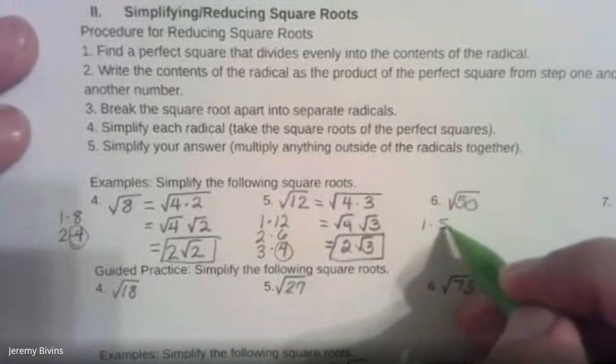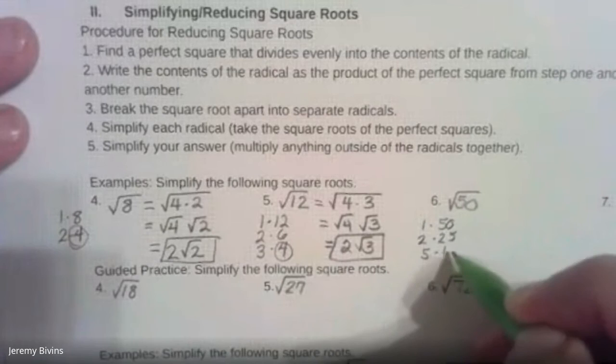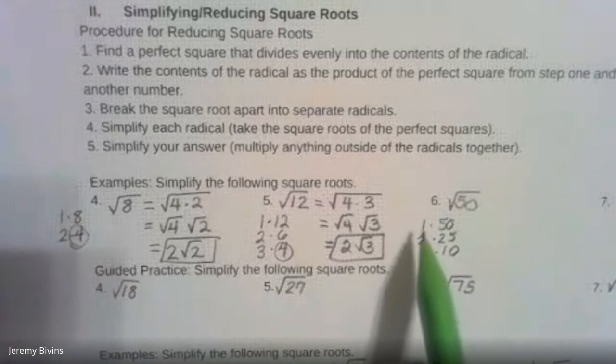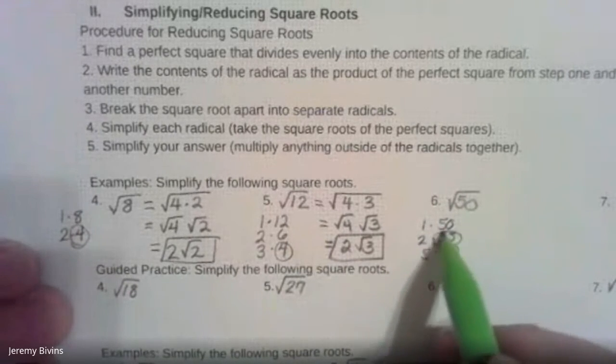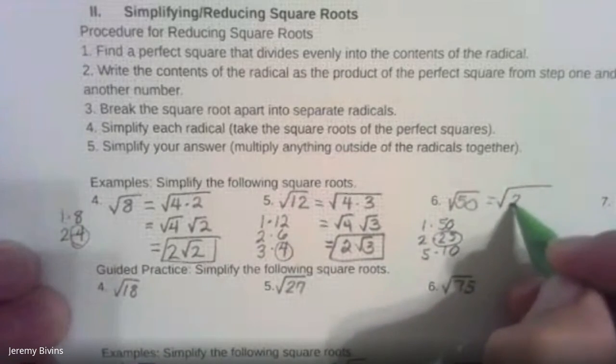50 would be 1 times 50, 2 times 25, and 5 times 10. For this problem, I see a lot of students try to use the 5 and the 10, but notice neither 5 nor 10 are in the perfect square list, so I cannot use them. The 1 and the 50 doesn't change anything, but the 2 times 25 contains a perfect square, which is the 25. So I'm going to put the 25 first under the radical symbol.